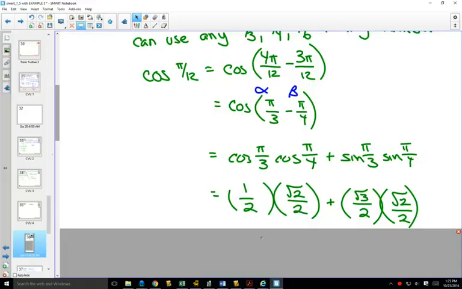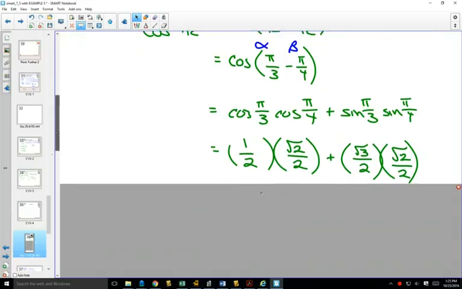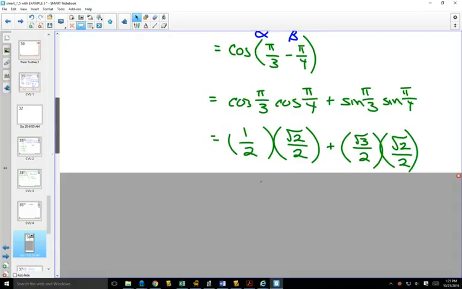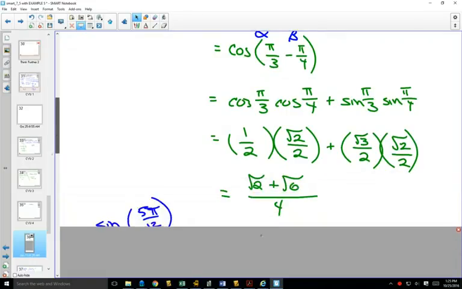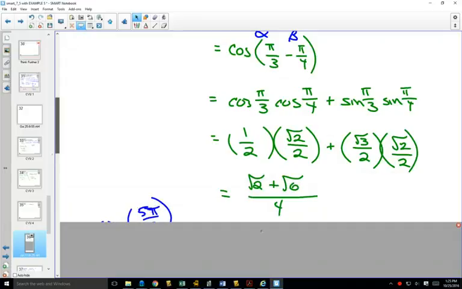Cos of pi over 3 is a half. Cos of pi over 4 is root 2 over 2. Sine of pi over 3 is root 3 over 2. Sine of pi over 4 is root 2 over 2. Multiply those all out, get a common denominator, and you get root 2 plus root 6 over 4. And we just figured out what cos of pi over 12 was without our calculator.